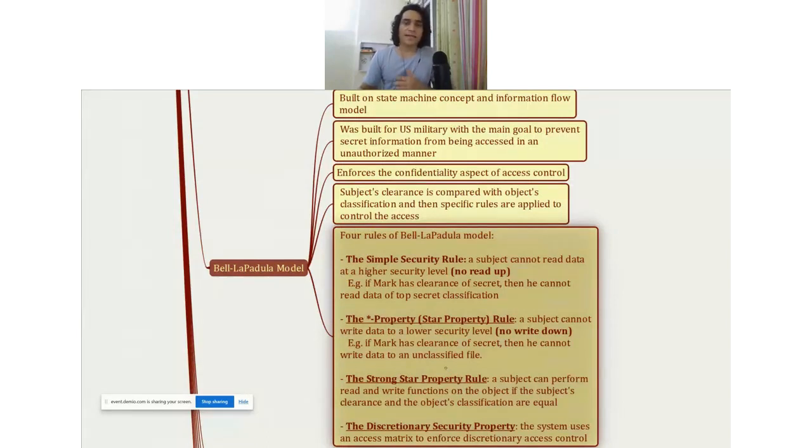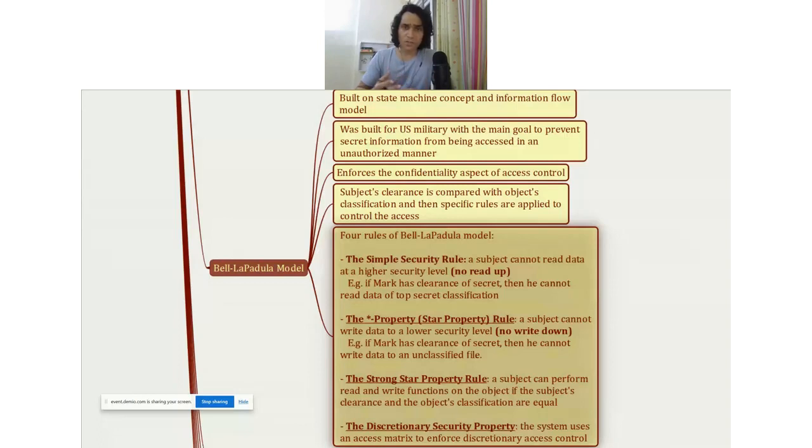And then the last rule here is the discretionary security property. You will also sometimes see it written as the DS property. The discretionary security property says that the system uses an access control matrix that I showed you earlier, where it is at the discretion of the owner of the system or the owner of the file to decide who will get access to that specific file or application and at what level. That is why it is called the discretionary security property.